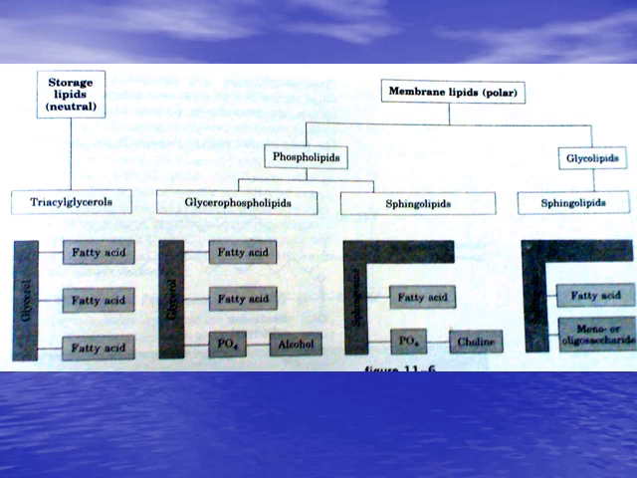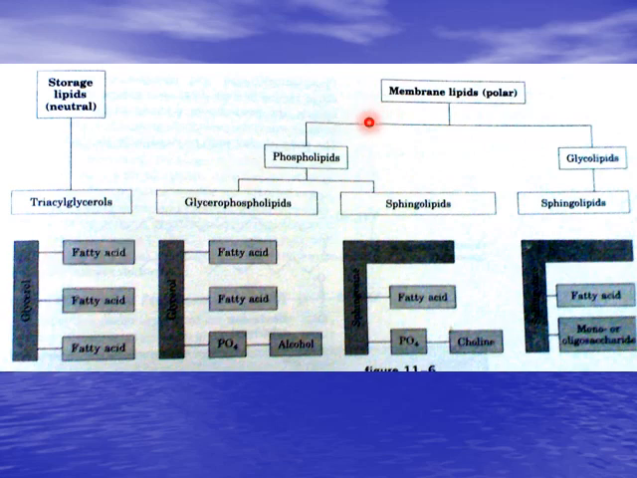From this slide, we can have some idea about the classification of some of the lipids according to their location and function. So broadly, they are divided into storage lipids and membrane lipids. Storage lipids are neutral and they have the storage function. So it is triacylglycerol, and this is the structure. The alcohol is glycerol and three fatty acids are esterified to it.